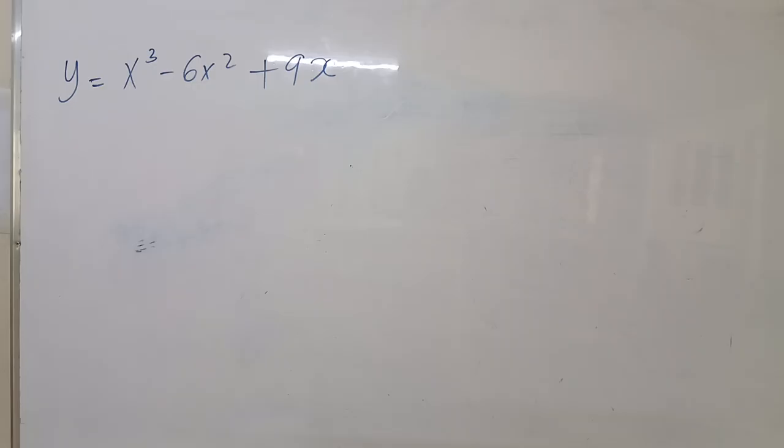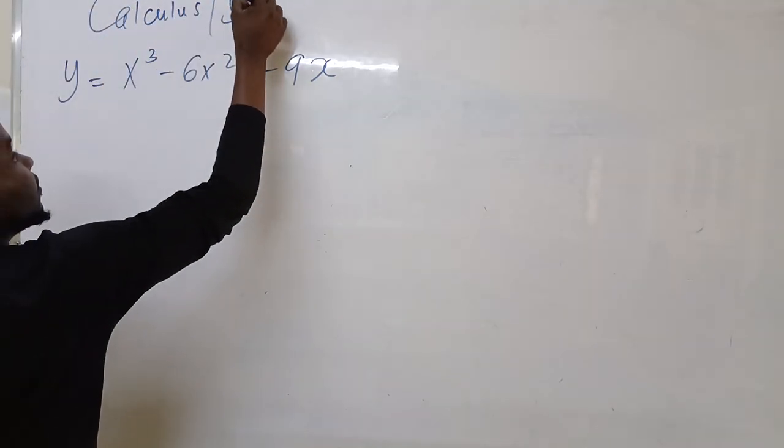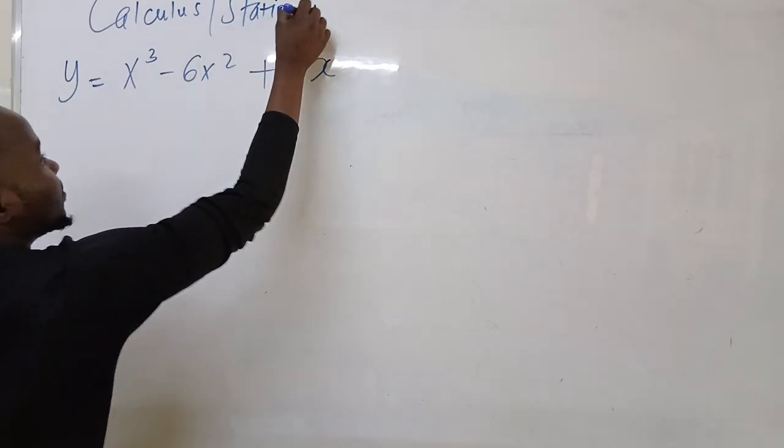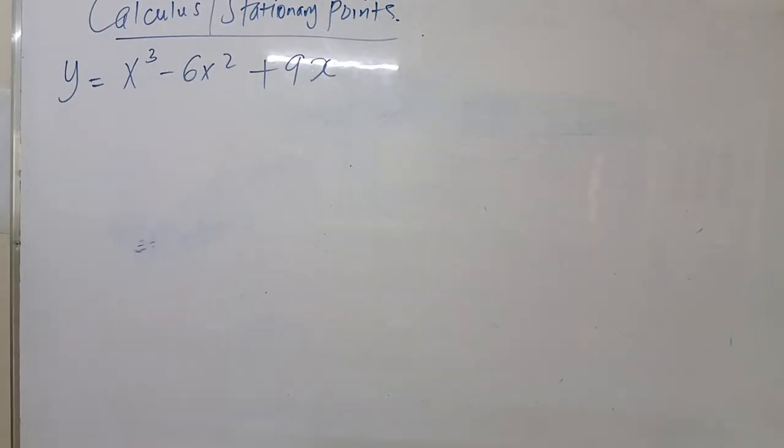So welcome. During this lesson, we want to look at calculus, the concept of stationary points. To get the stationary points, we follow the following steps. We have our equation as y is equal to x cubed plus 6x squared plus 9x. So to get our stationary points, we'll start first of all by differentiating, or finding dy over dx.